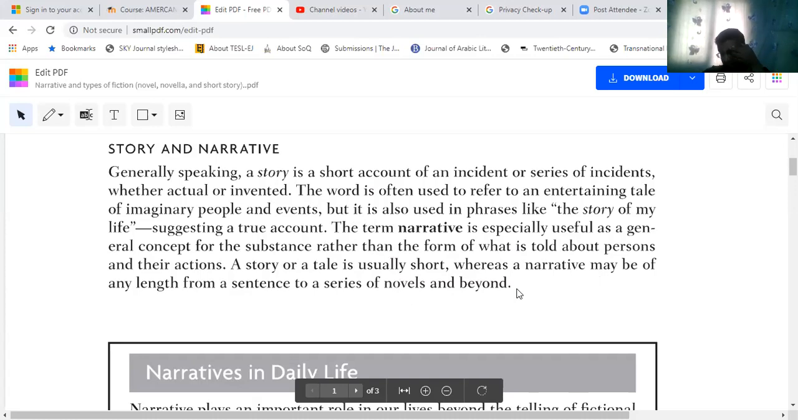So simply, I think the story is more of a personal thing, that you tell your story, okay? That's the story. And sometimes the story is the short summary of something. That's called the story. But when we talk about narrative, here we talk about the art of writing the story, the content of it, what we have in this work, and that's why we call it a narrative. So that's the difference between story and narrative.